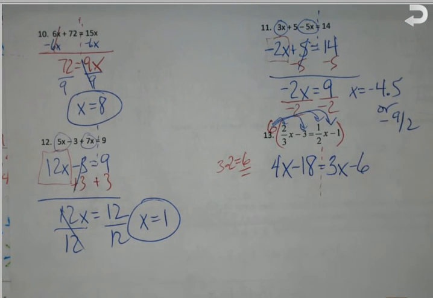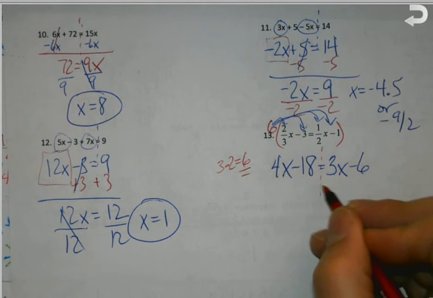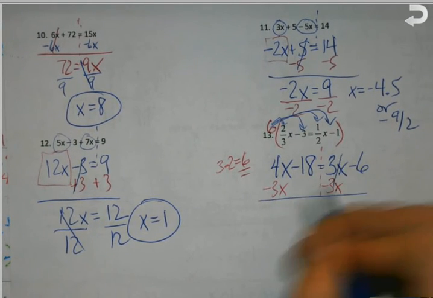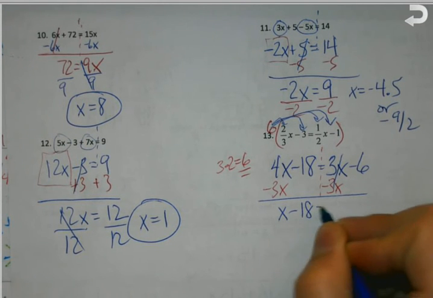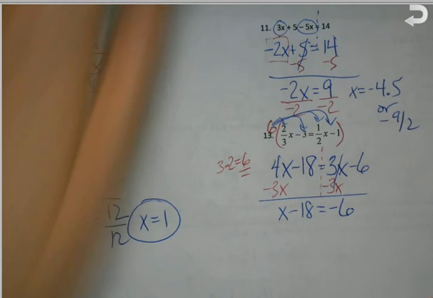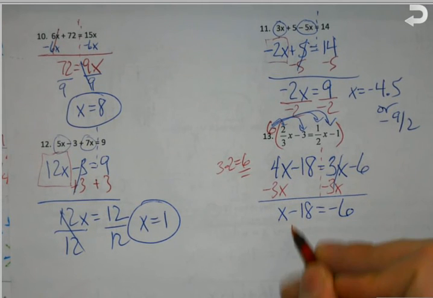So how do I get the x's together on this one? Subtract it because they're on opposite sides of the equal sign. And then just add my 18 over.